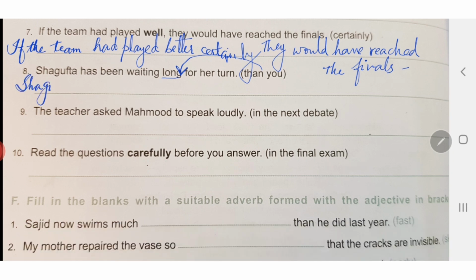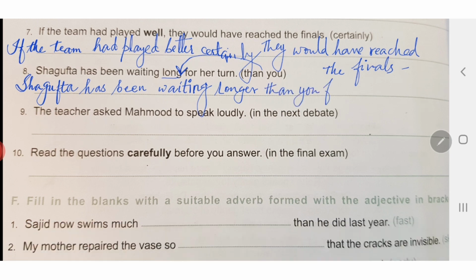Students, I don't need to write. I'm just writing it so you can confirm, otherwise you know how you have to write. Shagufta has been waiting longer than you for her turn. Full stop.